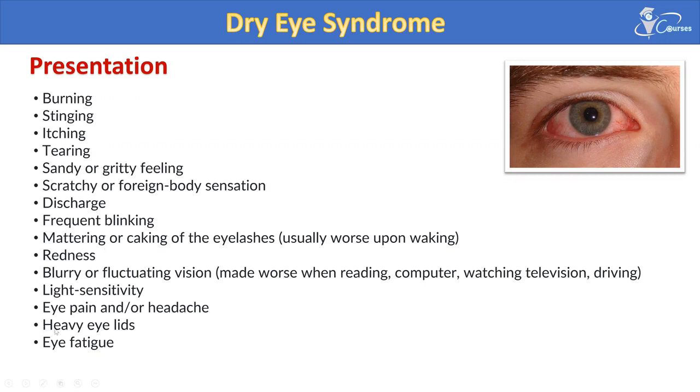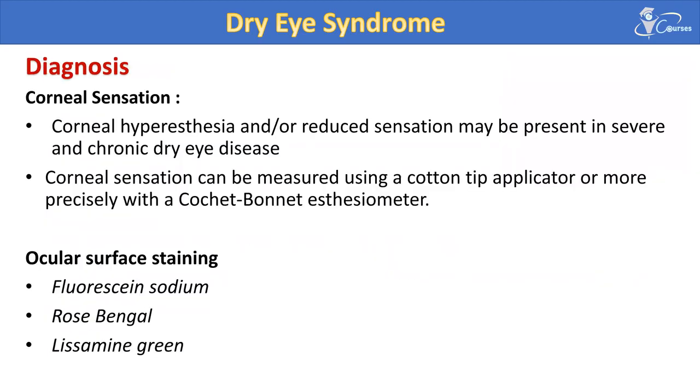Light sensitivity, eye pain or headache, heavy eyelids, eye fatigue. So all these can be manifestations of dry eye syndrome. So how can you diagnose that? If a patient has any of these non-specific manifestations and you want to reach a diagnosis, you need now to do some tests. So how to diagnose a patient with dry eye?